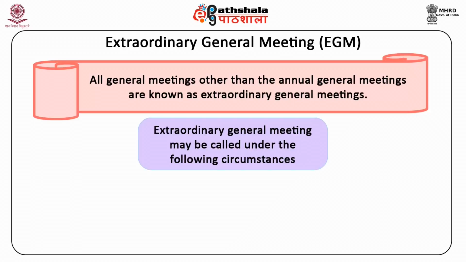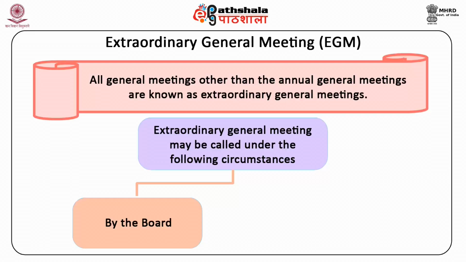An extraordinary general meeting may be called under the following circumstances: by the board, when the directors have to transact some immediate or emergent business for which they cannot wait till the next annual general meeting, that is, the board of directors of a company may call this meeting whenever it thinks the need of it.